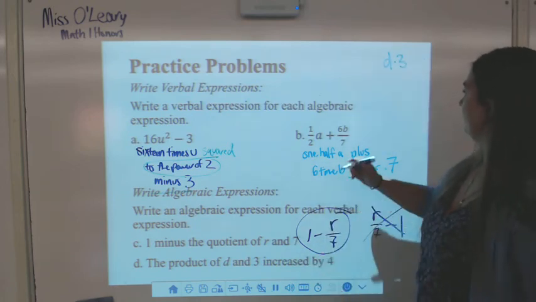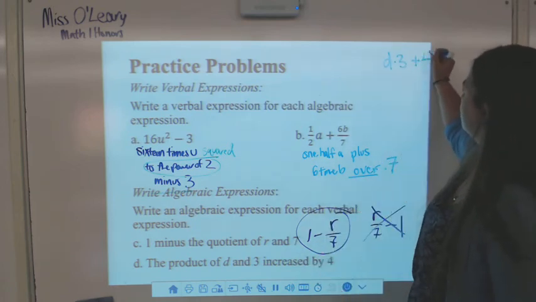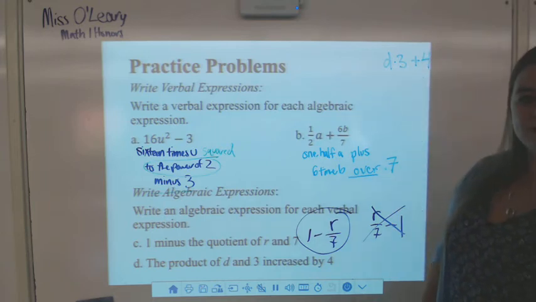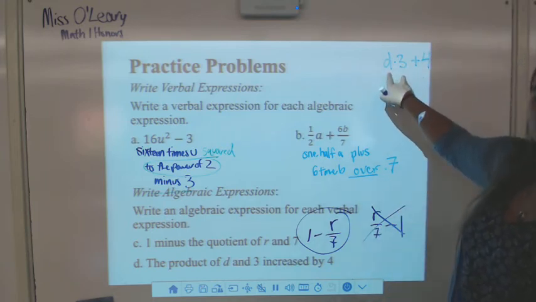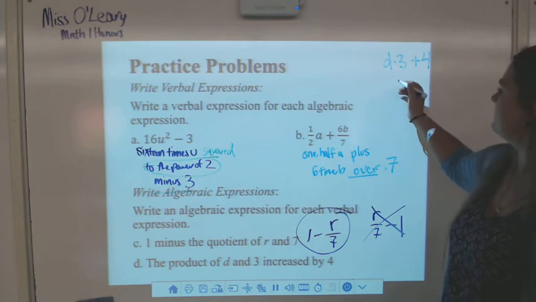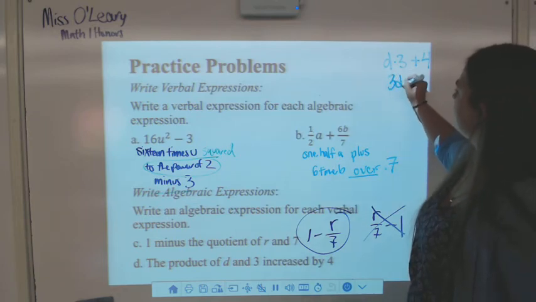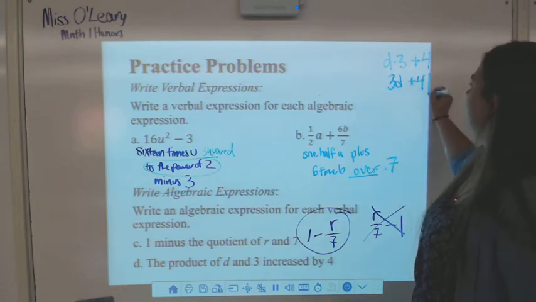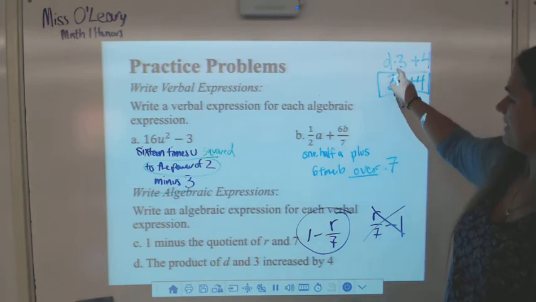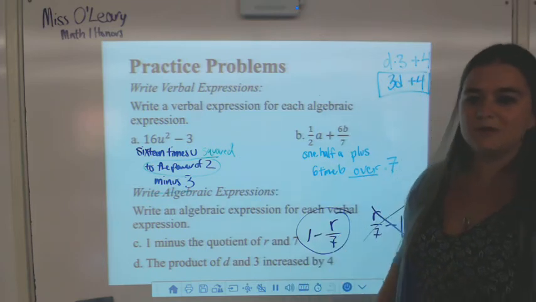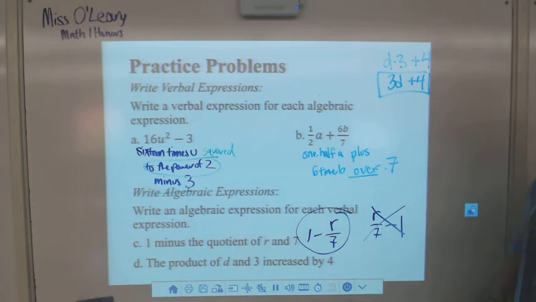Increased by 4 tells me I'm going to add 4 to it. The only thing I would change about this one here is that in algebra, when I'm looking at d times 3, the way that I would typically write it is 3d plus 4. Both are correct. This one matches more directly to the verbal expression, but this would be the way that I would expect to see it in a math problem.